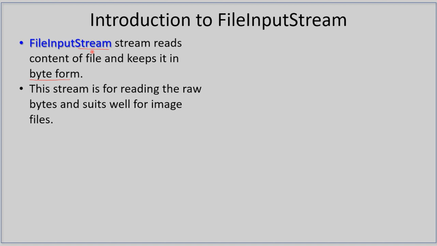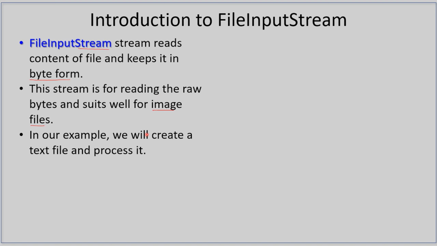And since the file input stream is to read the raw bytes, it will suit well for image files and other file representations that can be read in the form of stream. This is just an example for raw bytes. There are other binary format files also.